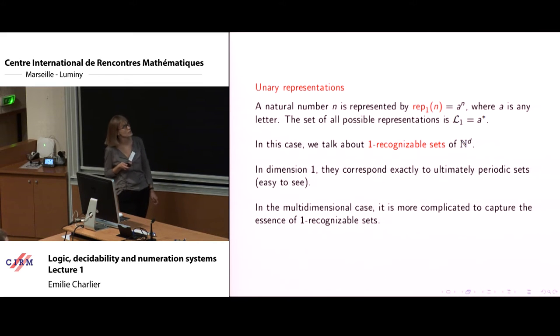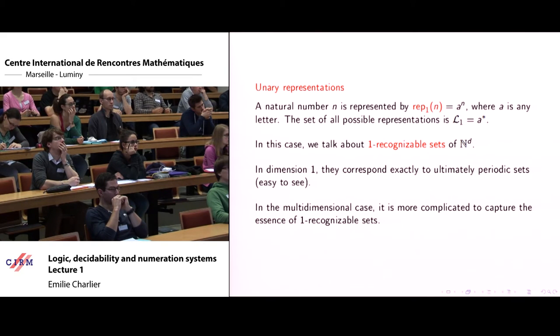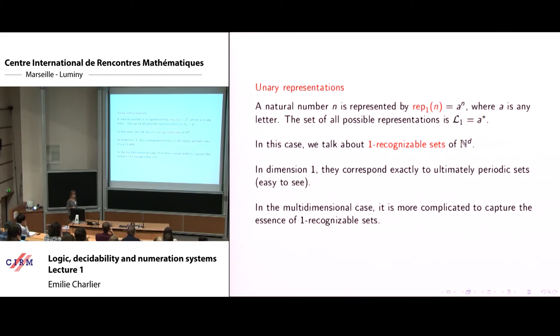But in the multidimensional setting, if you think about it, it's already a little more complicated to capture the essence of those sets. What will be the recognizable sets of N^d? It's not clear how to characterize this in terms of numbers. We have a characterization in terms of languages, but in the world of numbers, what can you say?